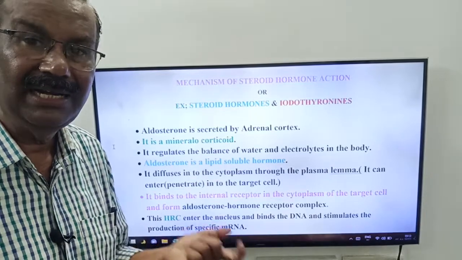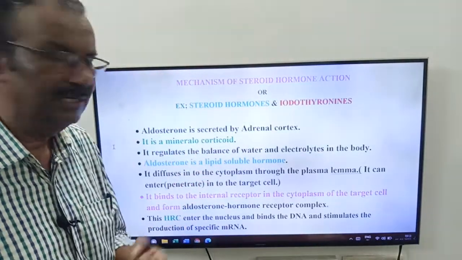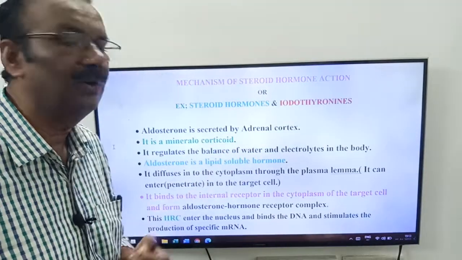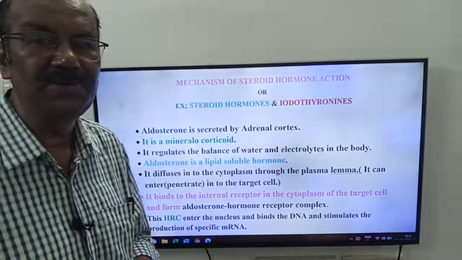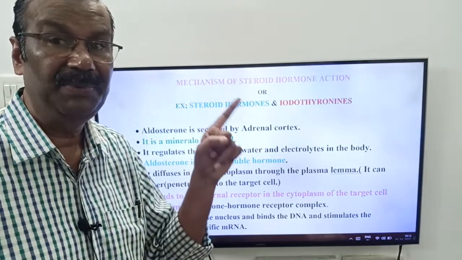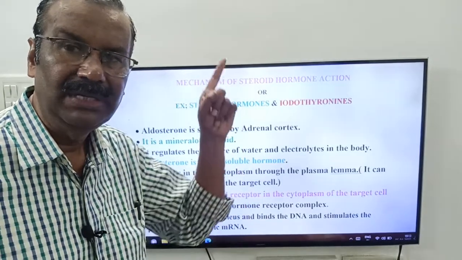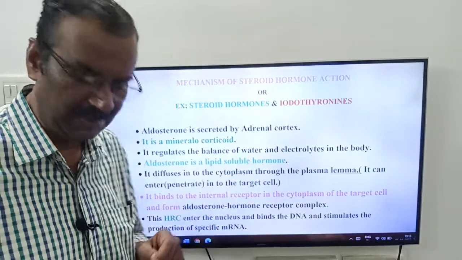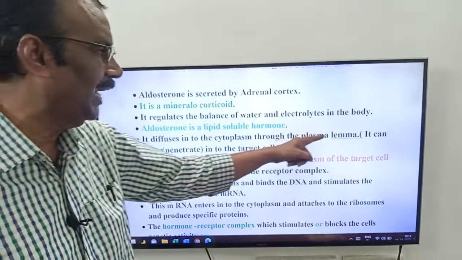This aldosterone regulates the water and electrolyte balance of the body, friends. This aldosterone is a lipid soluble hormone, friends. Epinephrine is a water soluble hormone. That is a hydrophilic hormone. This is a lipophilic hormone. Okay, friends. It diffuses into the cytoplasm through the plasma lemma.